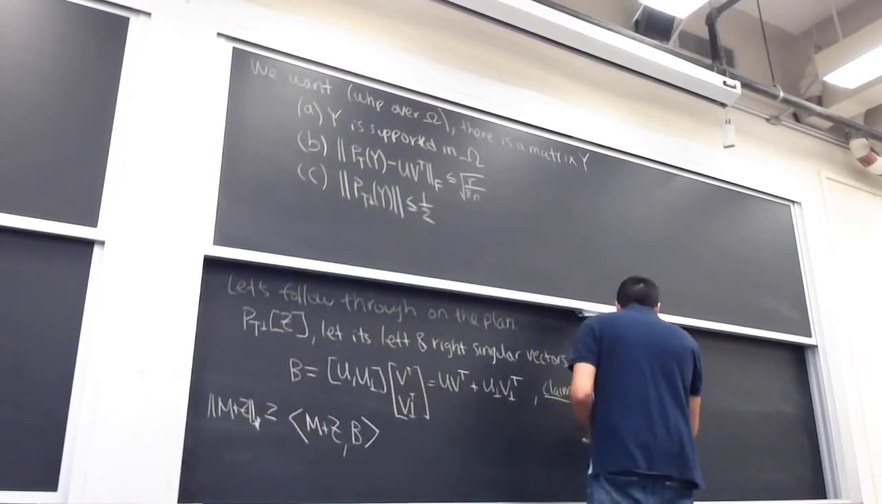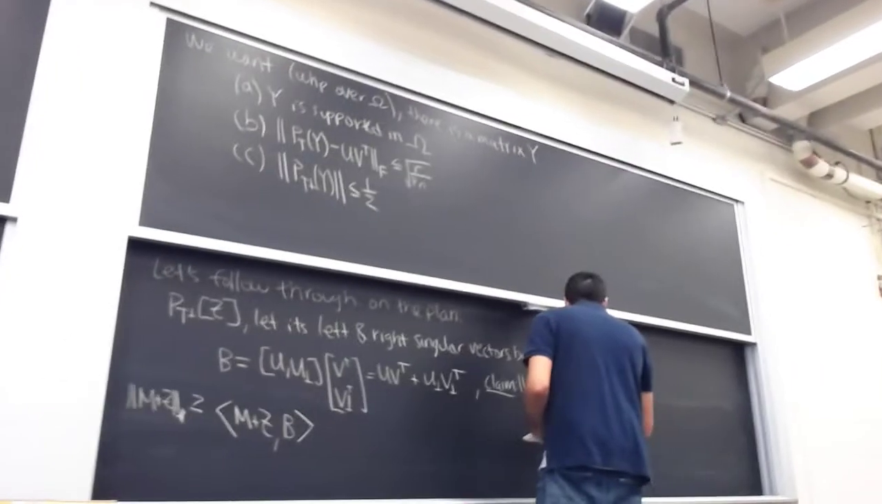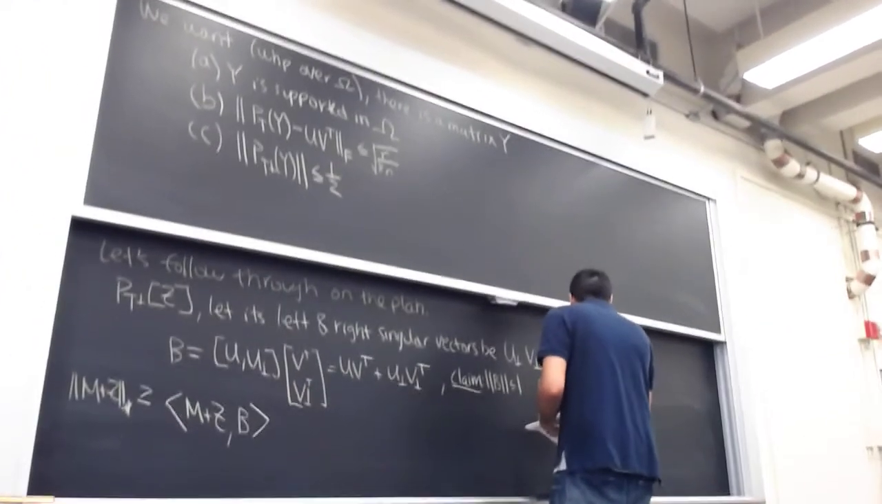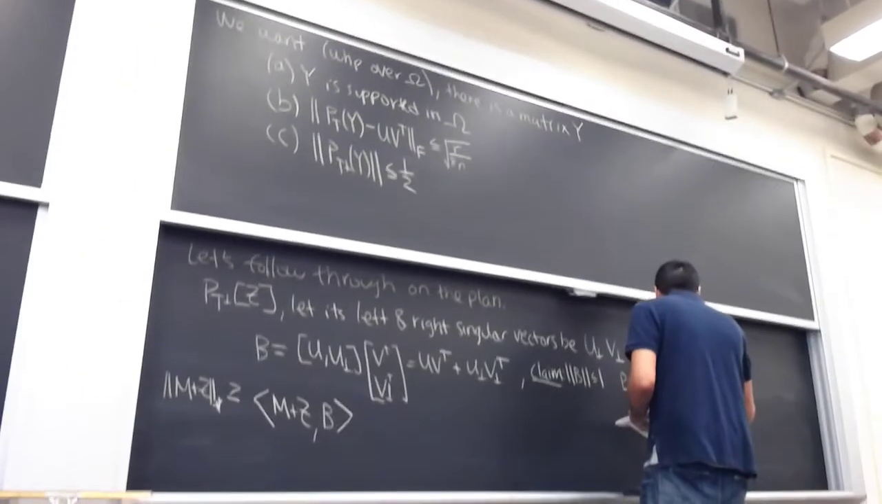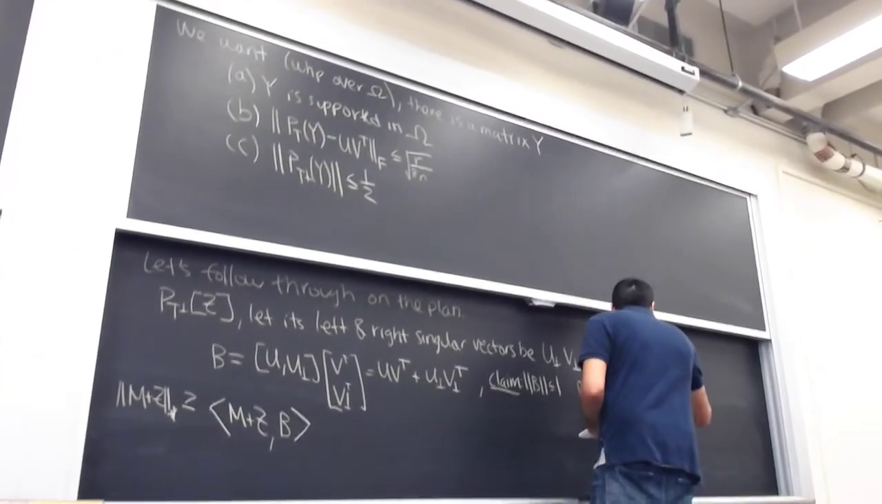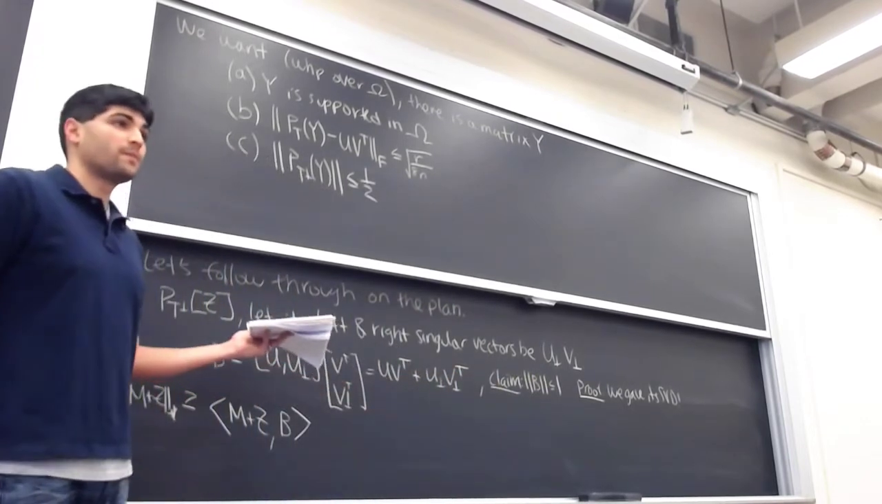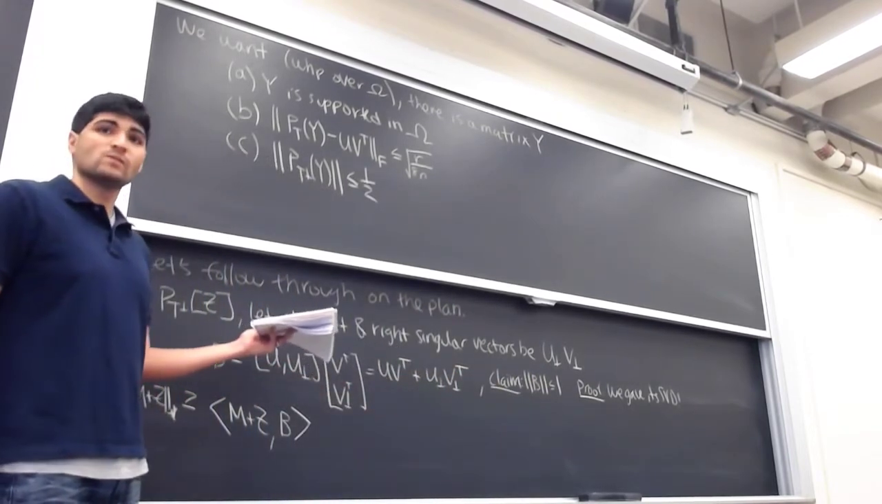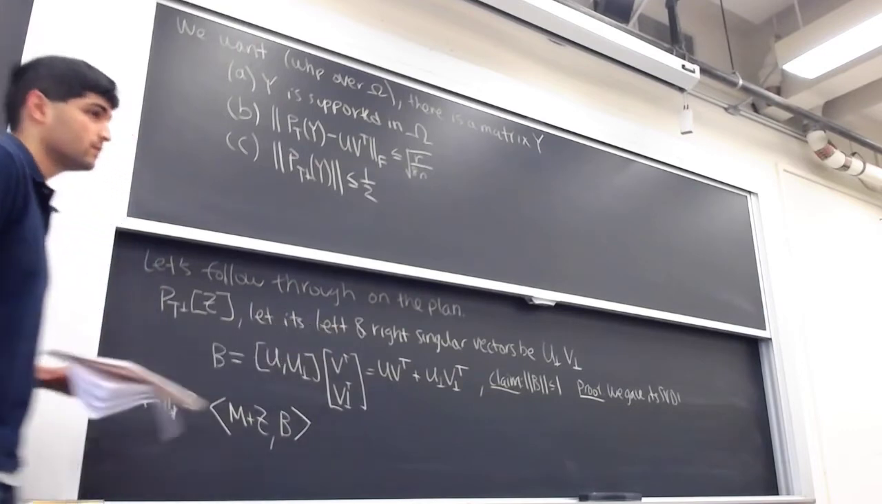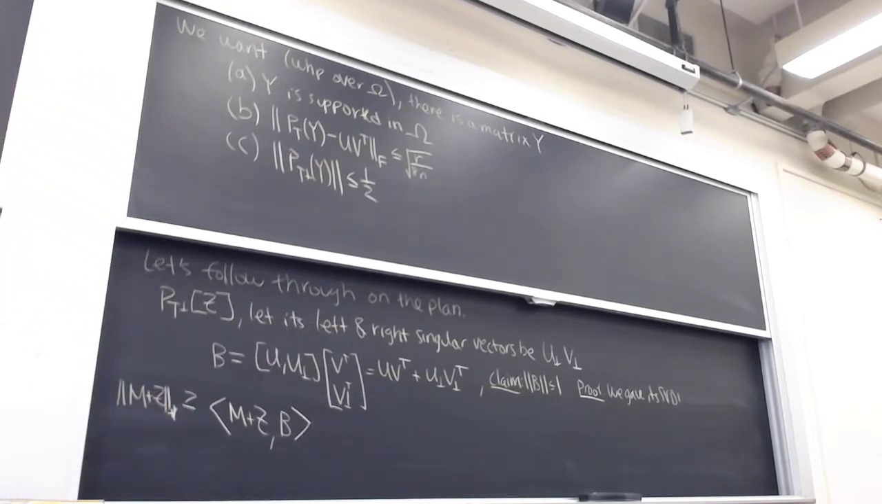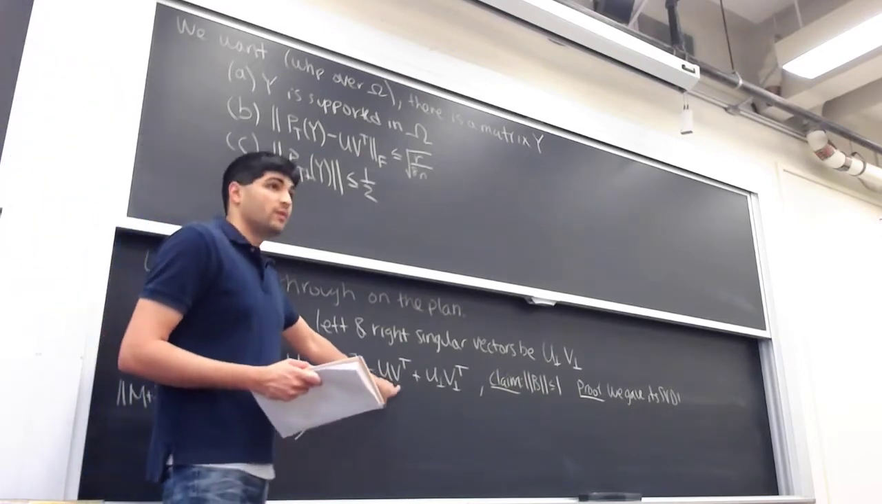So the proof is, we explicitly gave its SVD, and that's it. Basically that's equal to U and U perp next to each other, times V and V perp transposed.